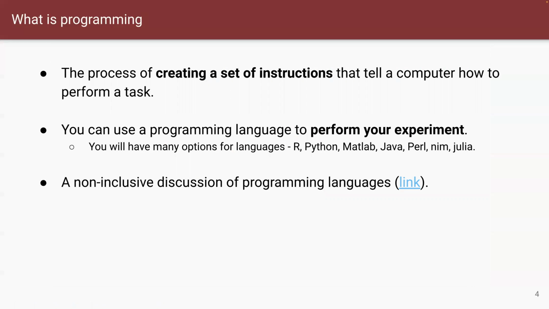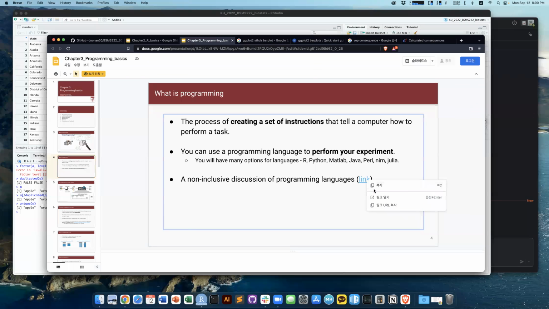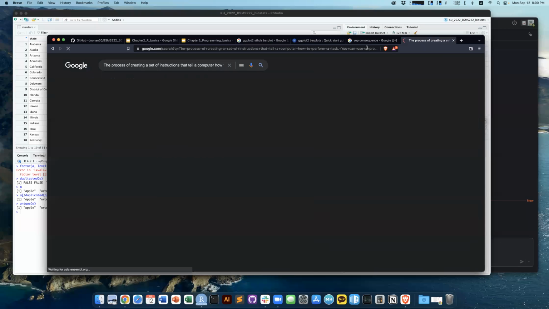But we go for the common ones first, right? So you use R or Python first. In this class, it is mostly R. And there is also a non-inclusive discussion of programming languages. This is sort of the philosophy of how we use programming languages in biology research.